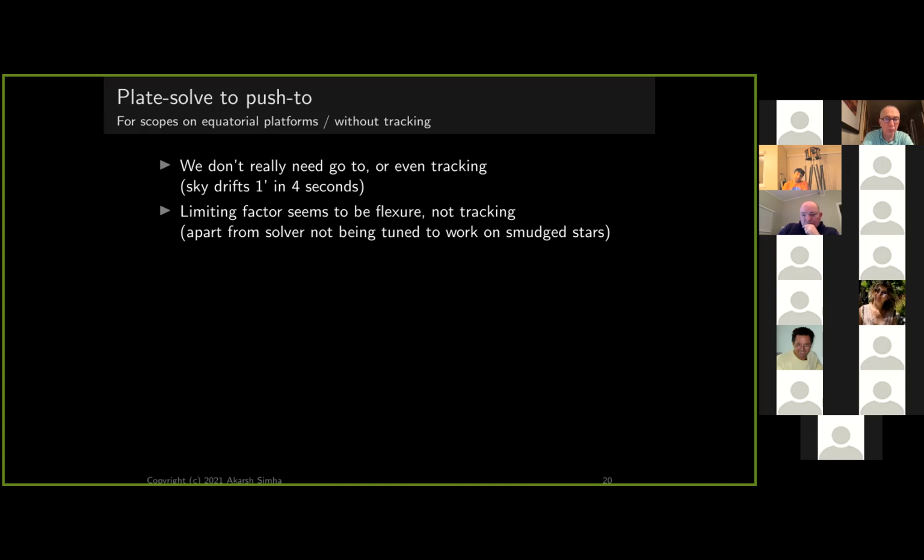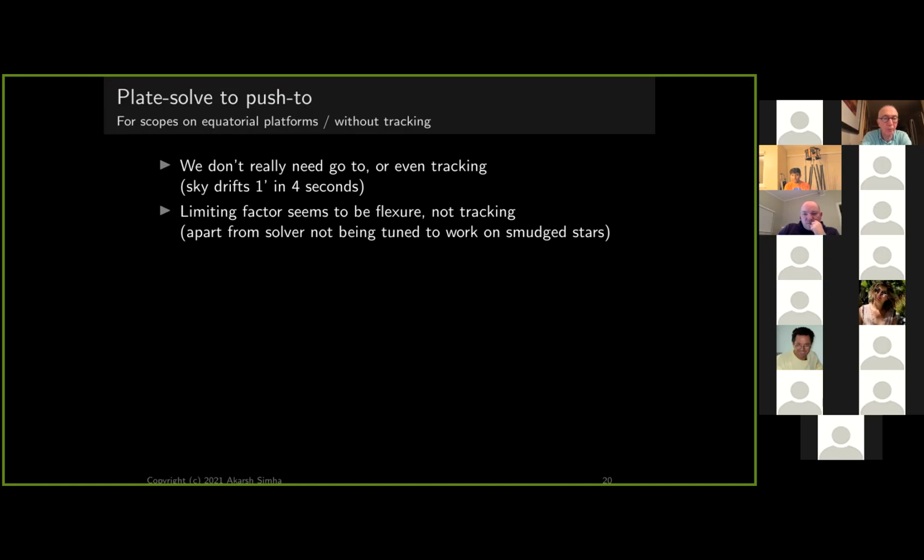Okay, so how do we adapt plate solving to push-to? This is surprisingly a lot more complicated than you would imagine. In fact, we don't need go-to or even tracking in principle. I still need tracking for my setup, but I think that's a software limitation and not an actual limitation. But yeah, the sky drifts 1 arcminute in 4 seconds. And if the positioning accuracy that I care about is 1 arcminute and my exposures are under 4 seconds, I don't even need tracking in principle, right?